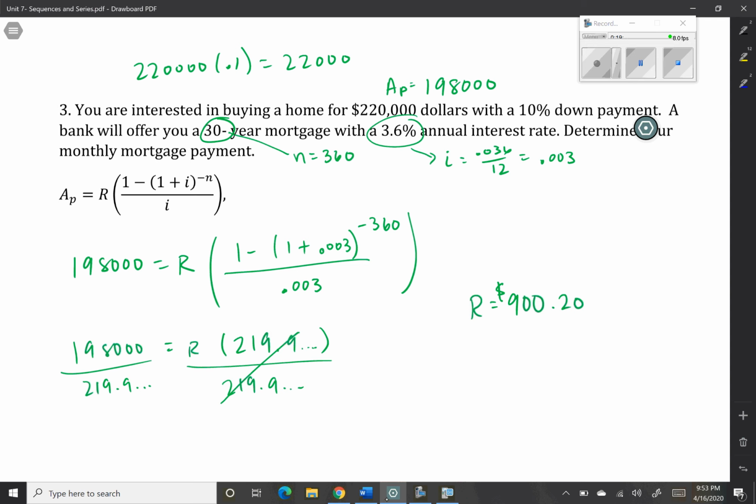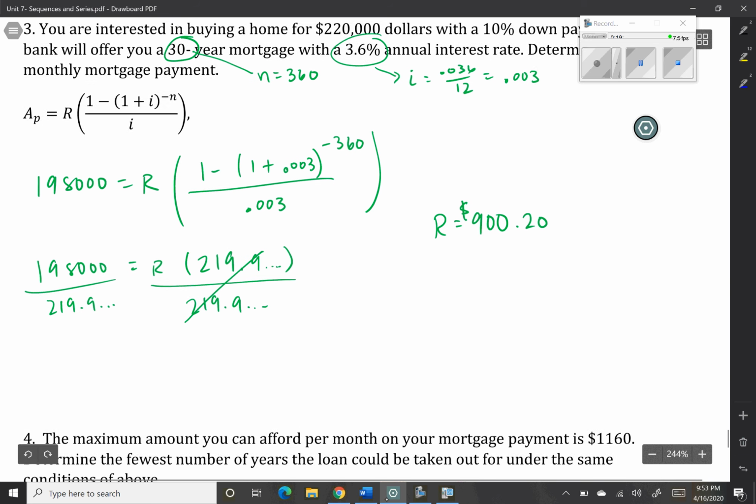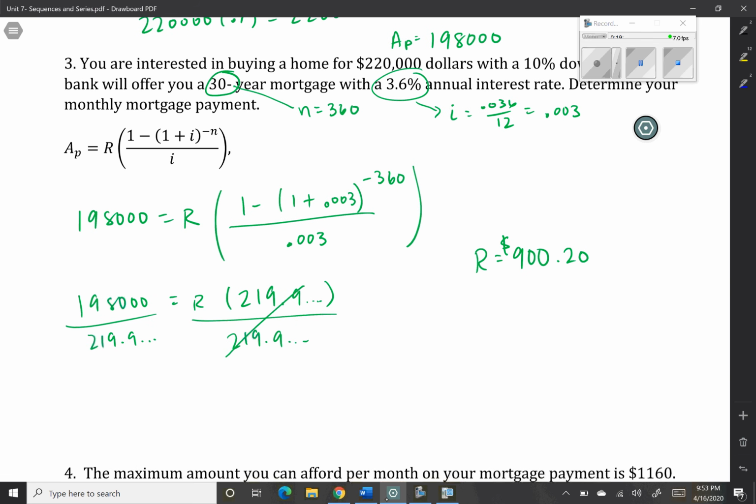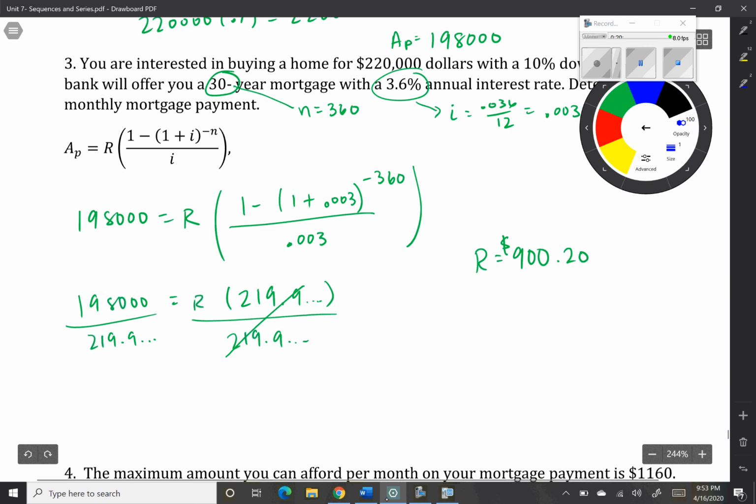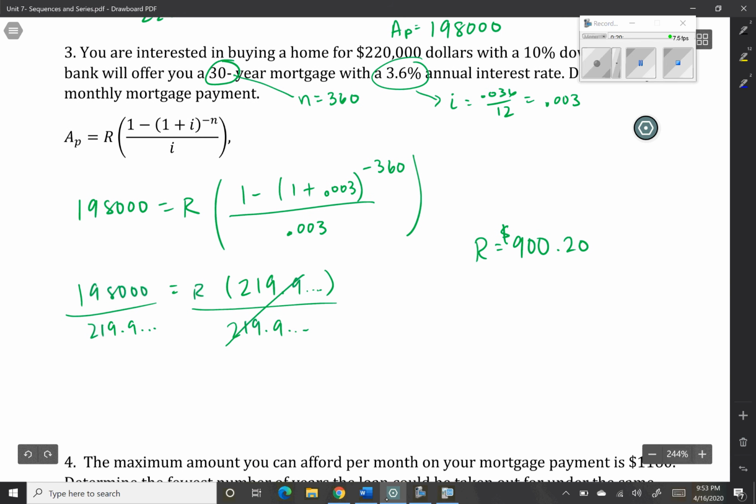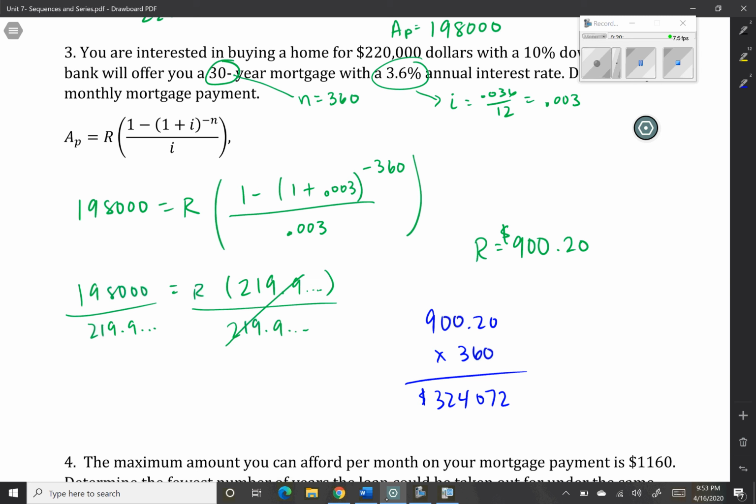Now, I think an interesting part here for this question would be if we talked about how much money the bank actually makes off of you. Now, this is just added information. It's not anything that I'm asking you in this question, but more of us just kind of thinking here a little bit, right? So I'm buying a $220,000 house. I'm paying $900 a month for 360 months. So if I take $920 and multiply it by 360, I'm going to get a lot of money here. So this is $324,072. So after 30 years, I'm going to pay that much money for a $220,000 house.